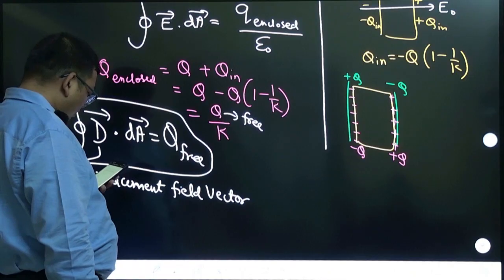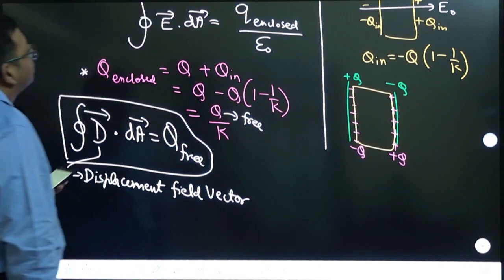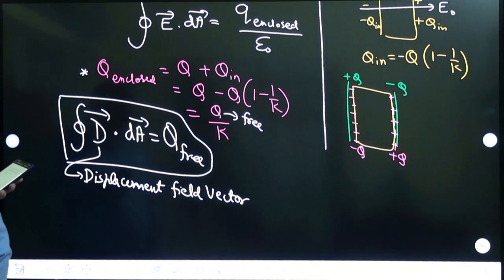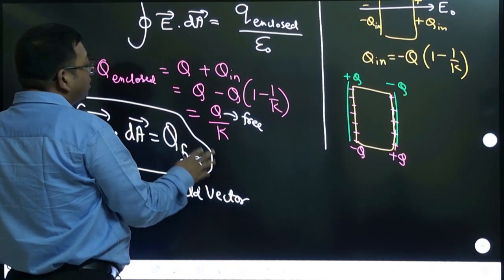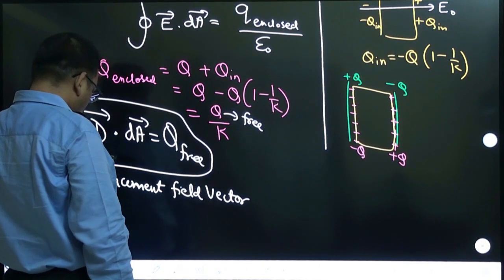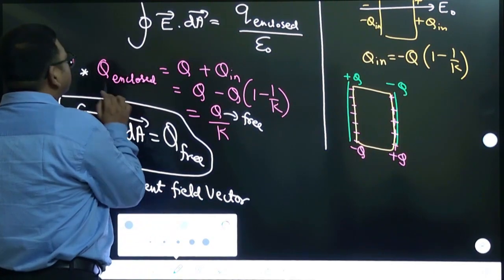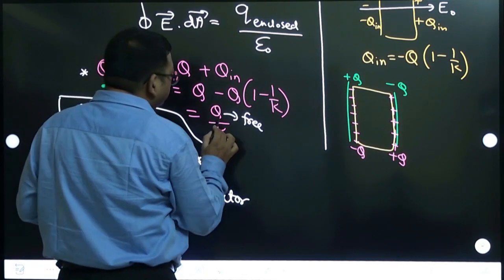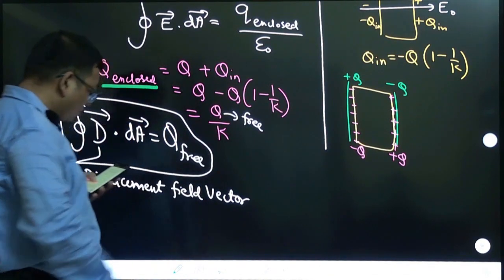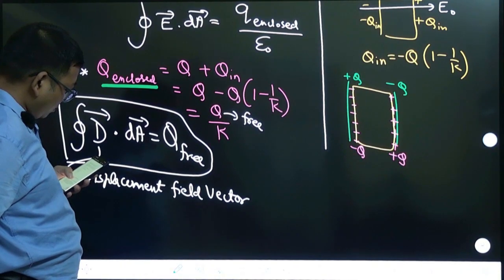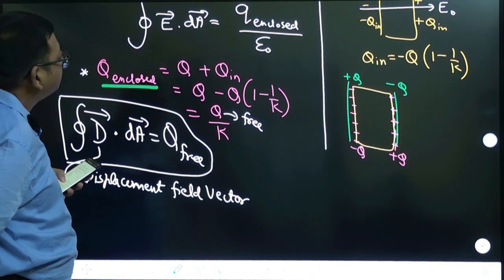Let's check. The electric flux through a closed surface depends only on the free charge enclosed. The charge enclosed here is the sum of free plus bound, and then it is expressed in terms of the free charge. I think we can consider this factor, because when you consider the total charge enclosed, this charge enclosed depends on the free charge. Of course, here this factor K is coming, which is medium dependent. The electric flux through a closed surface depends only on the free charge enclosed.